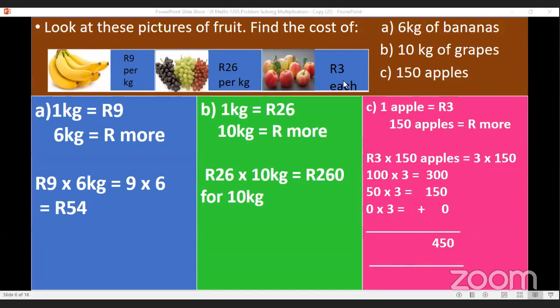Okay, so the next one: look at these pictures of fruit and find the cost of number A. So we have pictures of fruits there. Can you guys hear me? Yes, ma'am. Okay, good. So look at these pictures of fruit and find the cost of A, 6 kgs of bananas; B, 10 kgs of grapes; C, 150 apples. So that is the question, right?